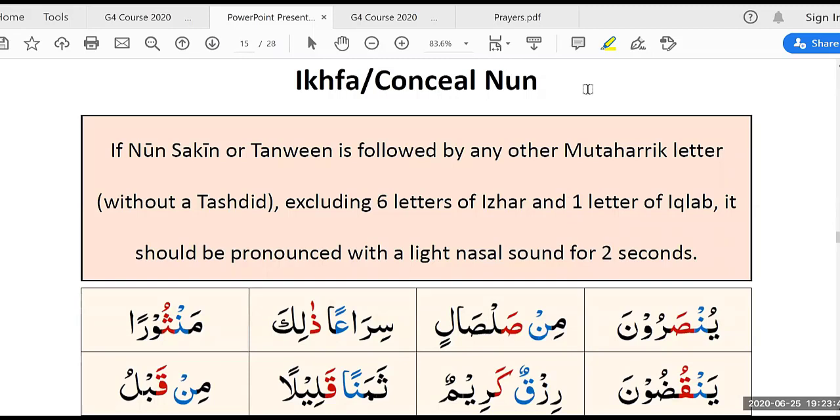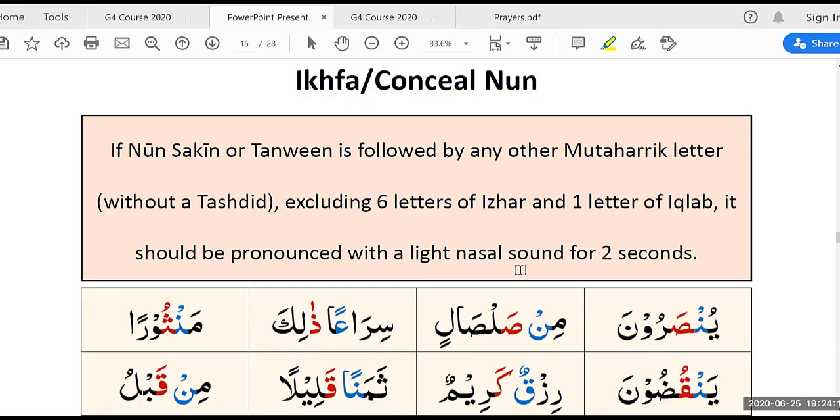Okay, so the last rule concerning Noon Sakin or Tanween is Ikhfa. This is where we have to conceal the sound of Noon. And the rule is, if Noon Sakin or Tanween is followed by any other mutaharrik letter without a tashdeed, excluding the 6 letters of Izhar and 1 letter of Iqlab, it should be pronounced with a light nasal sound for 2 seconds. So the nasal sound won't be as strong as Idgham Kamil, but we still have to do a slight nasal sound for 2 seconds.